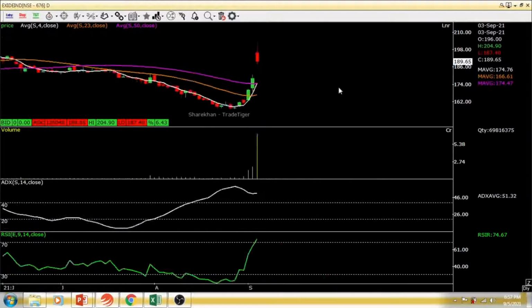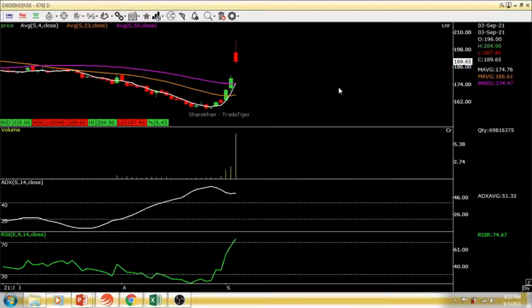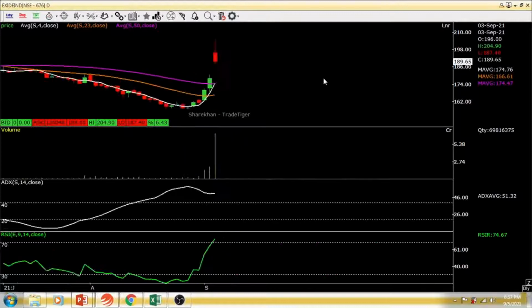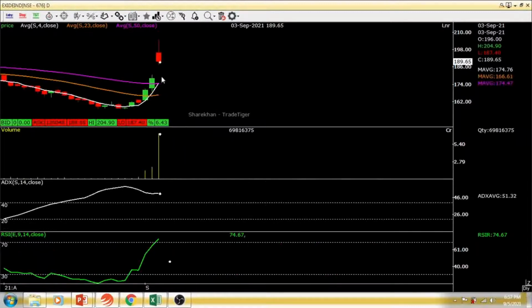You can see on the chart, on the previous day we got a huge gap up, and initially the market opened at the level of 196. It reached a high of 204.90, almost 205, but the price closed at 189.65. So it looks like we have a strong upper wick, which means we have immense selling pressure on that side.